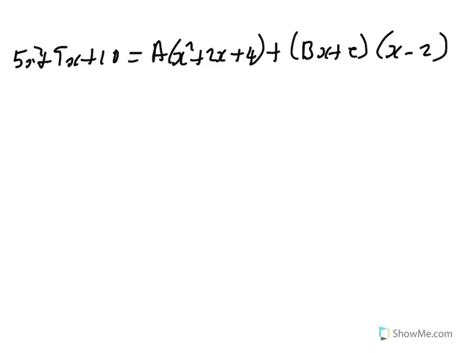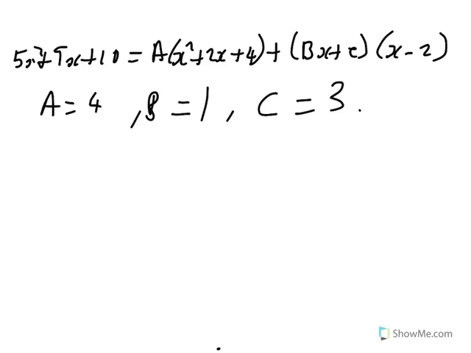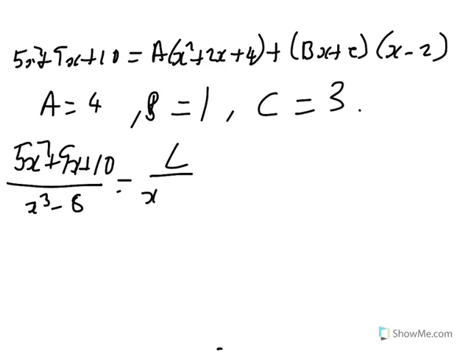Alrighty, so then again, we can expand this and get some simultaneous equations and solve for A, B and C. And if we solve for A, B and C, and I'll let you do that, you'll find that A equals 4, B equals 1 and C equals 3. So that means we have that 5x squared plus 9x plus 10 over x cubed take 8 is equal to 4 over x take 2 plus x plus 3 over x squared plus 2x plus 4.